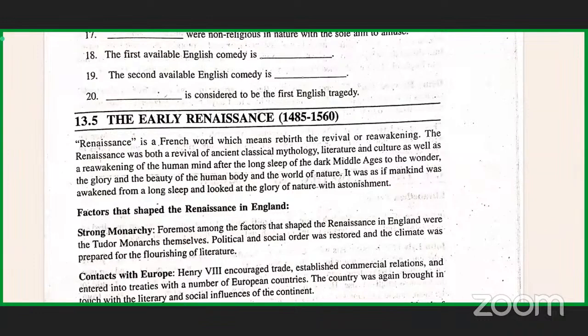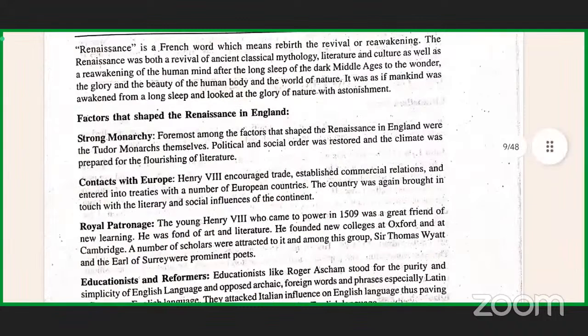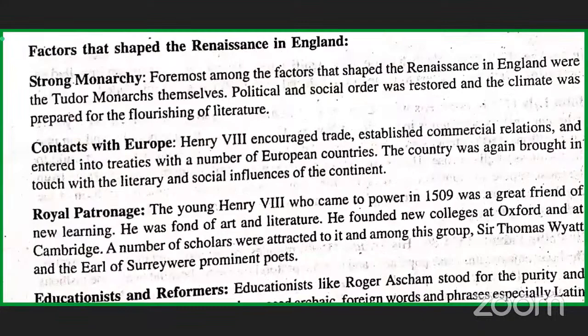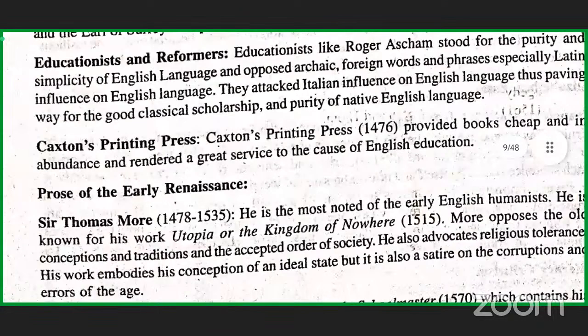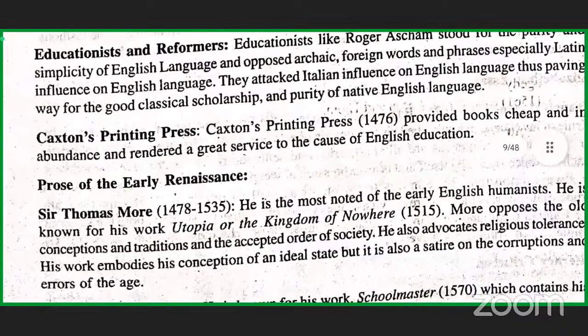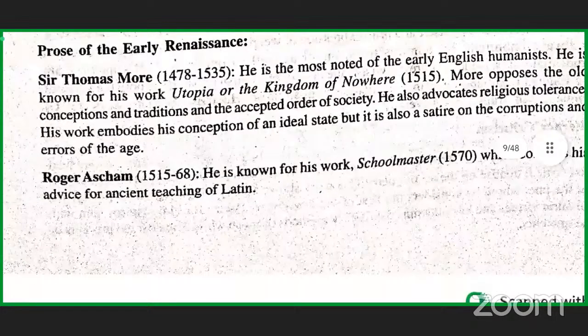Okay, strong monarchy was there because of Queen Elizabeth. In context with Europe, Henry the Fourth, Fifth, Seventh, all of their royal parentage was there. Education and reforms were also happening in all aspects. Caxton's printing press, which was brought to England in 1476, I already mentioned it. Prose of the early Renaissance: Thomas More was there, Roger Ascham, Sir Thomas Wyatt, Henry Howard, Sackville.